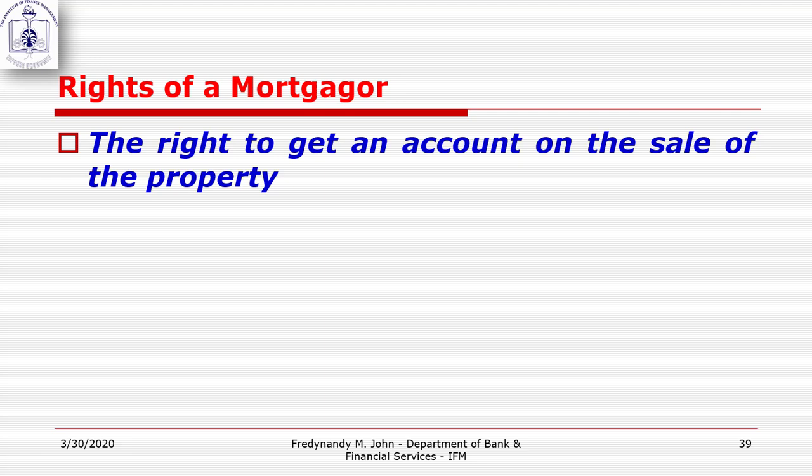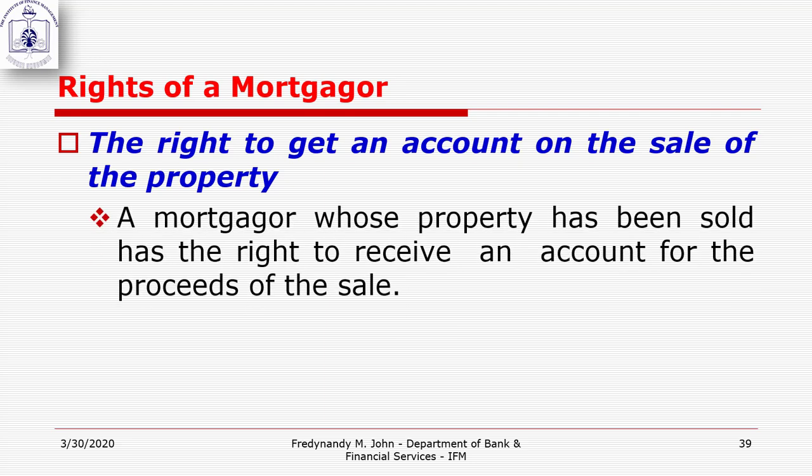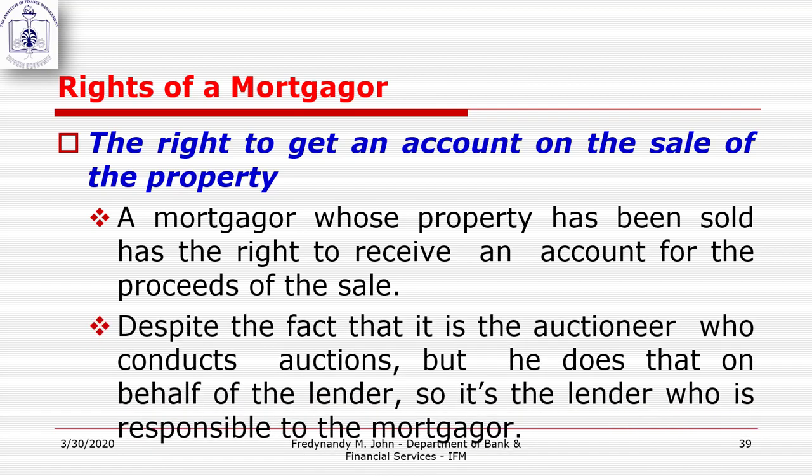Another right is the right to get an account on the sale of the property. Remember, legal mortgage allows the lender, the banker, to sell the property without the consent of the mortgagor. But again, the legal mortgage provides the right to the mortgagor. That is, the banker needs to account to the mortgagor the exact amount realized from selling of the mortgaged property. Despite the fact that it is the auctioneer who conducts the auction, he does that on behalf of the lenders.